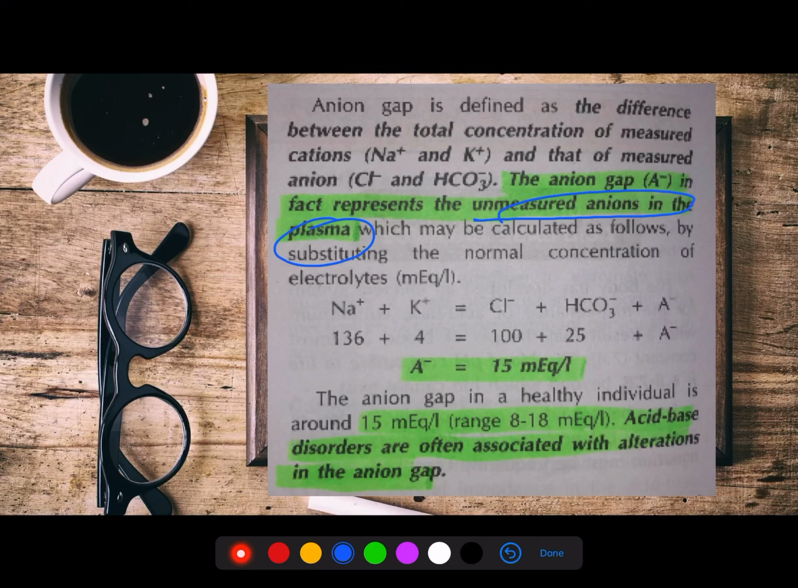So what's going to be? It's going to be 36 plus 4. It's going to be 100 plus 25. So in total, the anion gap ranges from 8 to 18 milliequivalents per liter. Based upon this anion gap, most of the acid-base relationships of the disorders will be there. Please do make a note about this acid-base stuff.